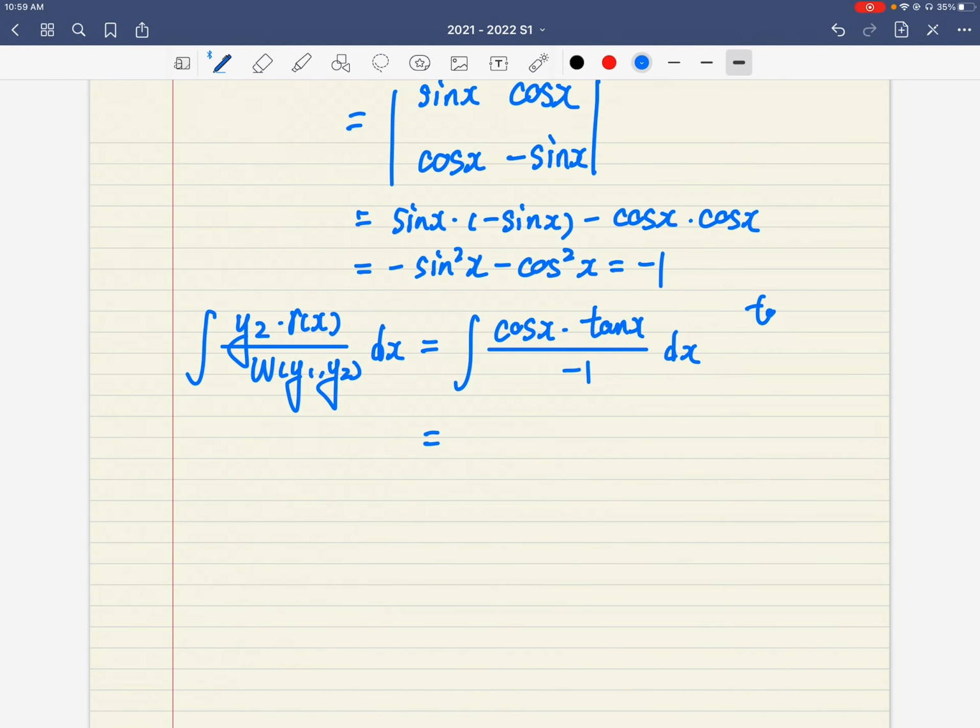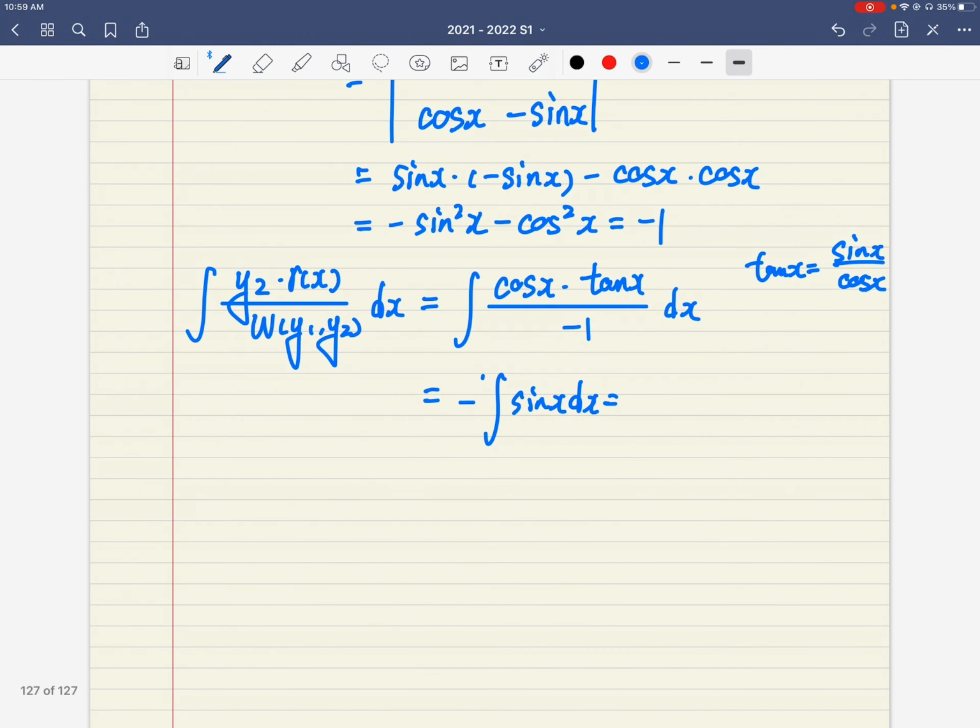Because tangent is sine over cosine, cosine times tangent is exactly just sine. So you just integrate negative sine. Integrating sine gives negative cosine, and with the negative sign in front, it's just cosine. Normally we would write cosine x plus c, but for variation of parameters, we just ignore this constant. We don't have to add c here.